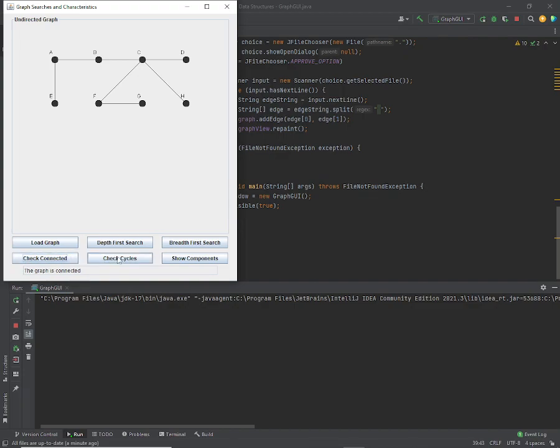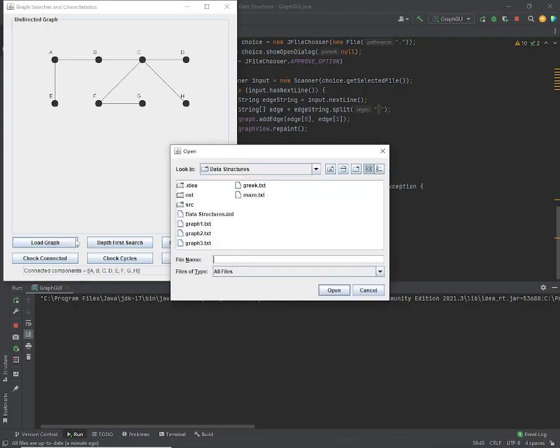We'll check whether the graph is connected, and we should expect the answer to be that it is, which it tells us. And check whether it has cycles. It has no cycles, and it indicates that. And because it's connected, it should only have one connected component, which it does. All right, let's do one more.